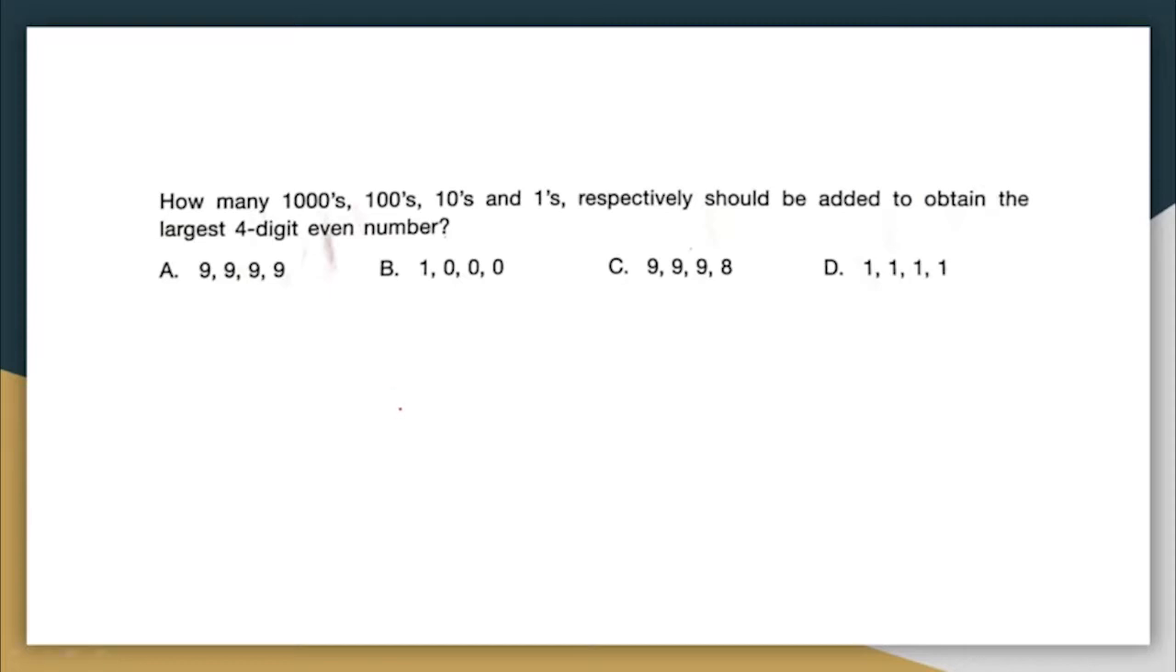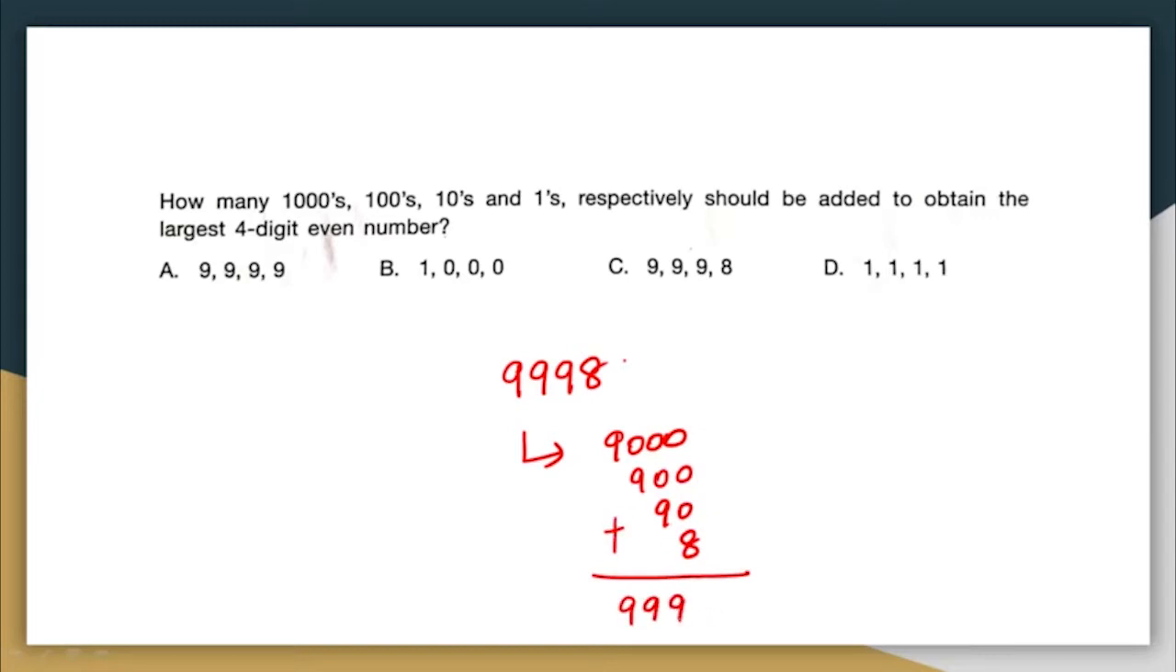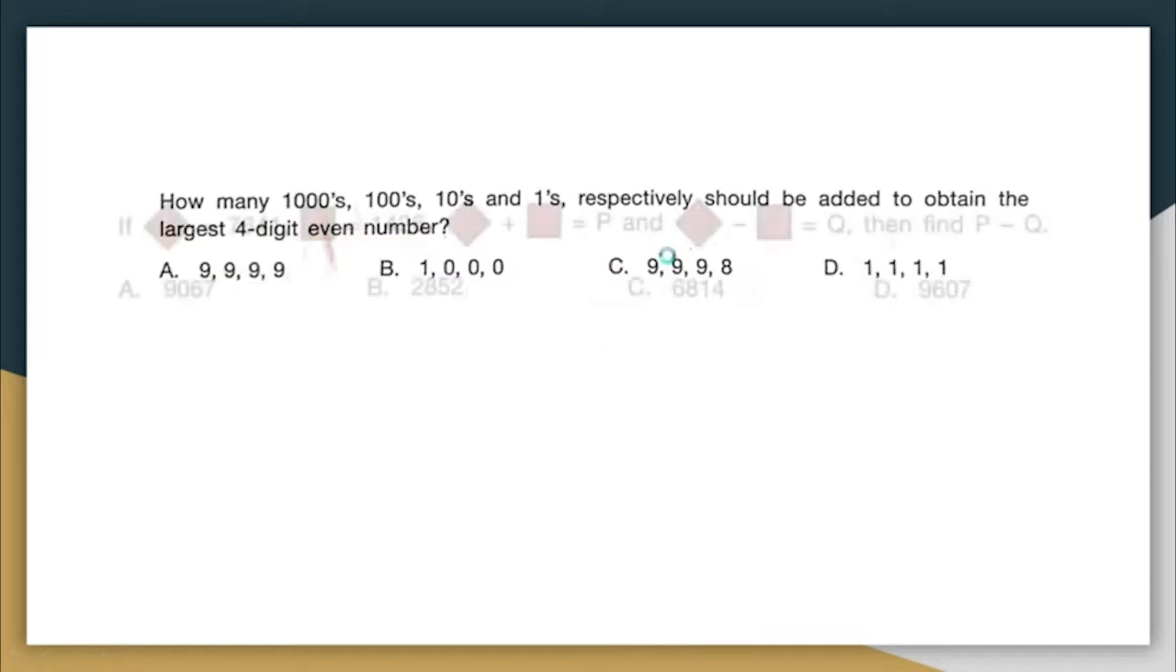Which is the largest 4-digit even number? The largest 4-digit even number is 9998. So how many thousands are required? 9 thousands and 9 hundreds, 9 tens and 8 ones. All these are to be added to obtain 9998. What will be the correct answer? The correct answer here will be option C. See, by mistake don't choose 9999 as your answer. They are asking for the largest 4-digit even number. So the largest 4-digit even number is 9998. The correct answer here for this question is option C.